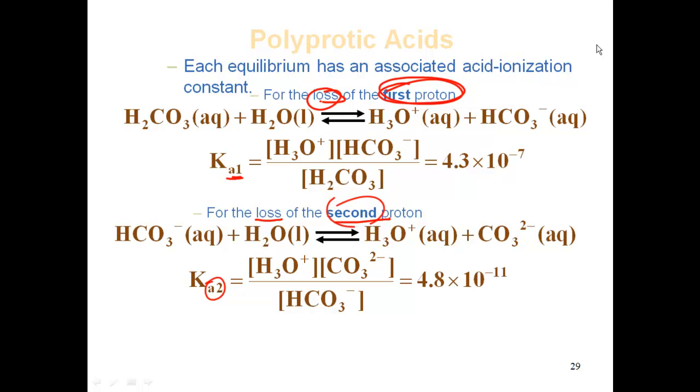Now notice the size of your K, 10 to the minus 7th versus 10 to the minus 11th on the Ka2. That's going to continue to get smaller as you go because of the charge. You have that negative charge, so it's going to pull on that proton more, which means it's going to ionize less. And the higher that charge gets, the less it's going to ionize. So typically your Ka1 is larger than Ka2, which is larger than Ka3, etc.